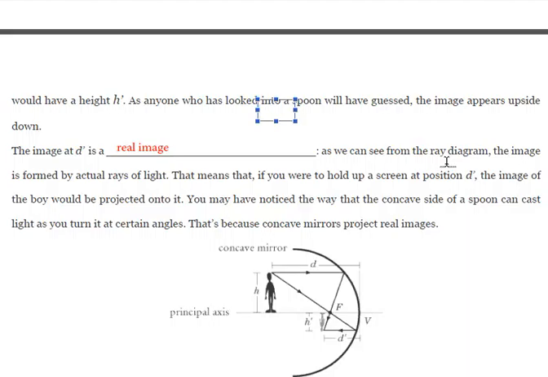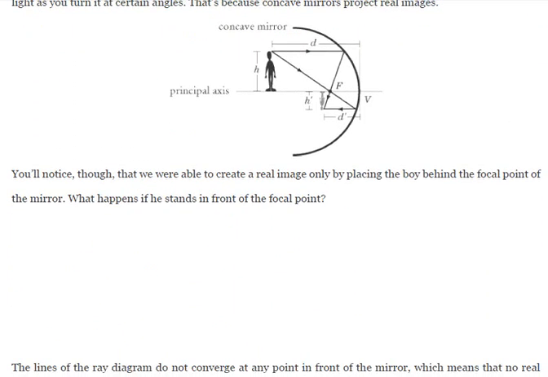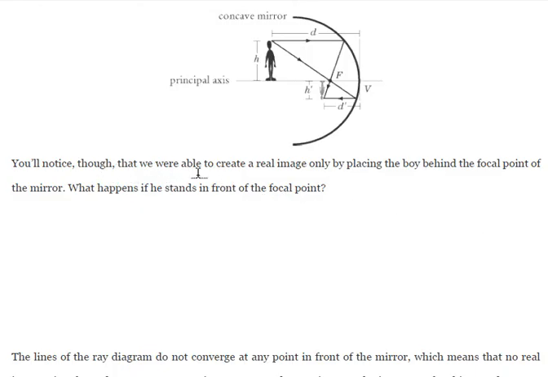I don't know if you guys have ever been wearing a watch or maybe on your cell phone, how it kind of bounces the light off and you can focus it into a point. A spoon can do the same thing. So you'll notice we're only able to create a real image when the boy is behind the focal point, behind point F. So what's going to happen if he stands in front?